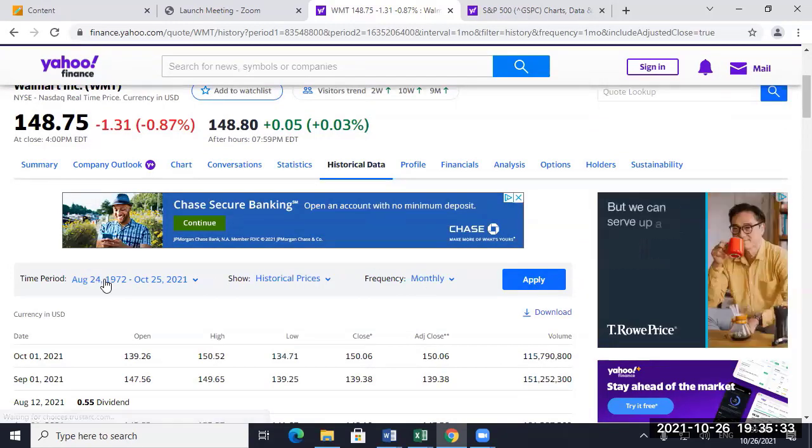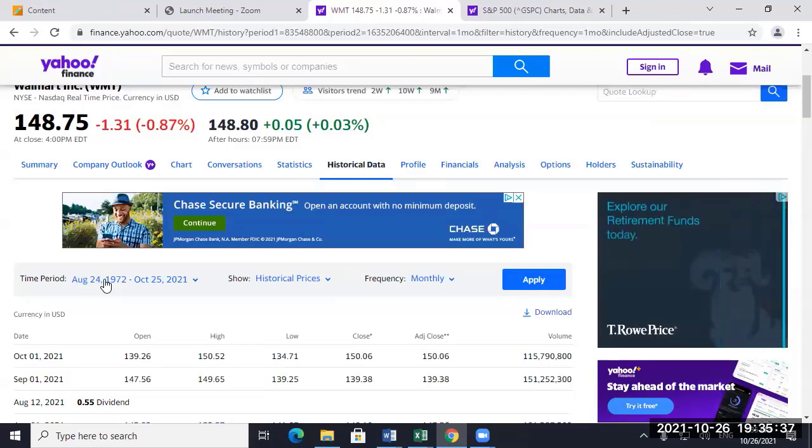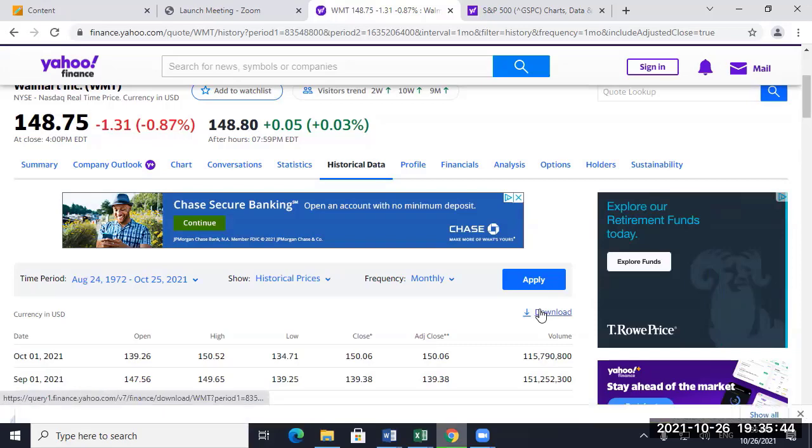We won't be able to go back this far because for some reason, Yahoo Finance no longer gives us the stock market back that far. It's kind of frustrating. I don't know why they changed. And then you just download it into Excel.